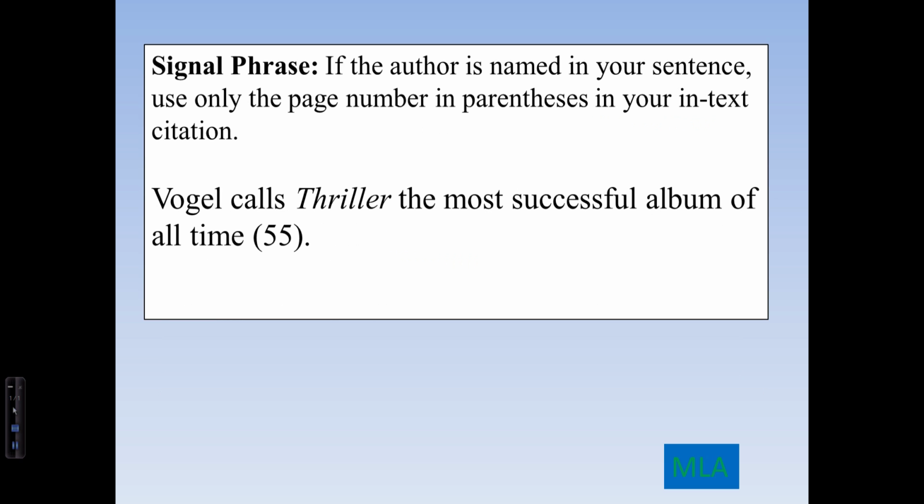If you use the author's name as part of your sentence construction, it's called using a signal phrase. Then you would include the page number only in parentheses. Here our signal phrase is, Vogel calls Thriller the most successful album of all time. Then we have the page number 55 in parentheses at the end of the sentence.